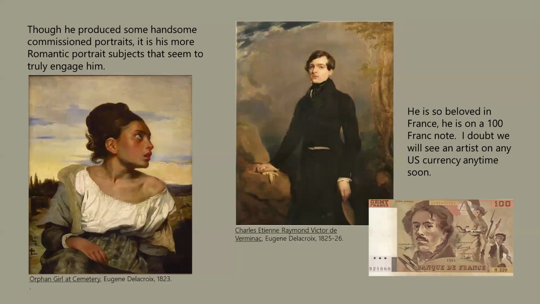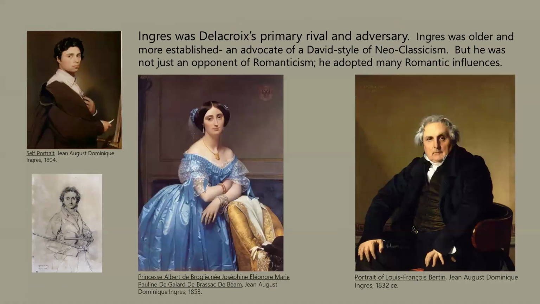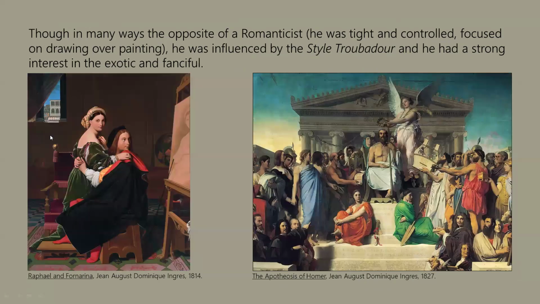But at the same time, we have someone like Ingres. And you could easily understand Ingres as being the non-romantic, right? That we had one artist like Delacroix who was the romantic artist, and Ingres was just basically continuing the David style of neoclassicism. But my point is that Ingres was not necessarily that, although you can see a bit of a hint of it in this self-portrait. Ingres was just as much influenced by these trends towards Romanticism.